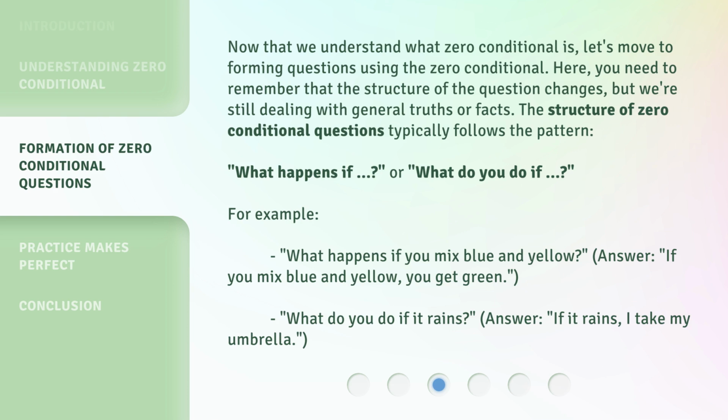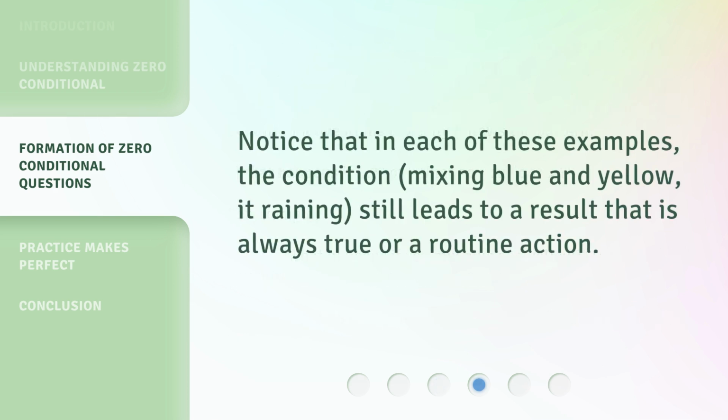What do you do if it rains? Answer: if it rains, I take my umbrella. Notice that in each of these examples, the condition, mixing blue and yellow, it raining, still leads to a result that is always true or a routine action.